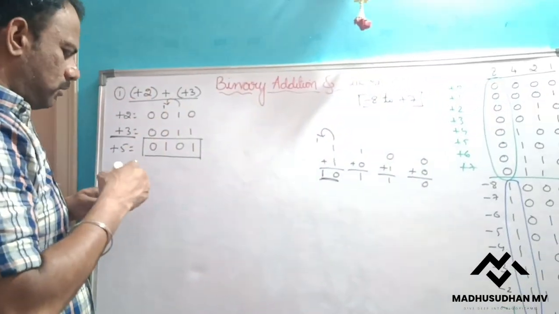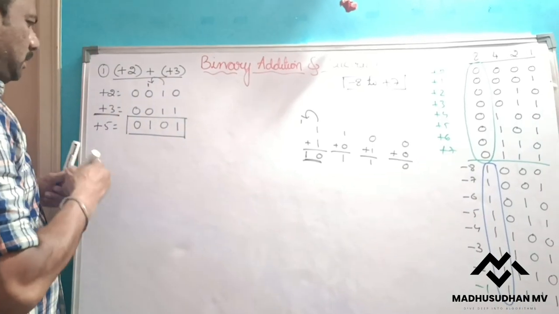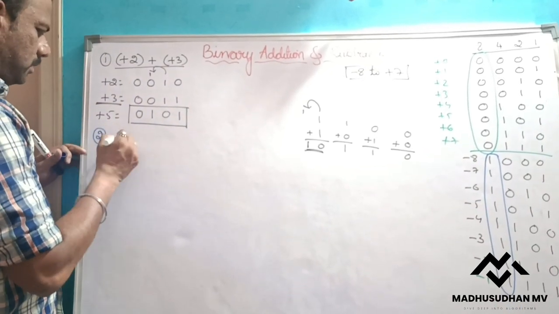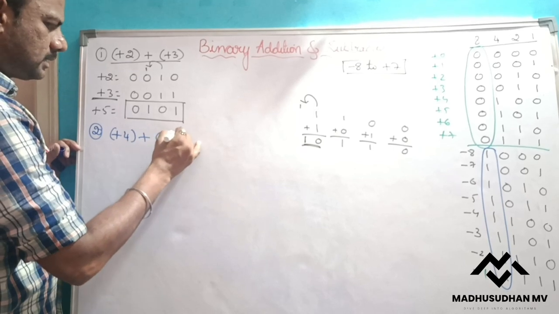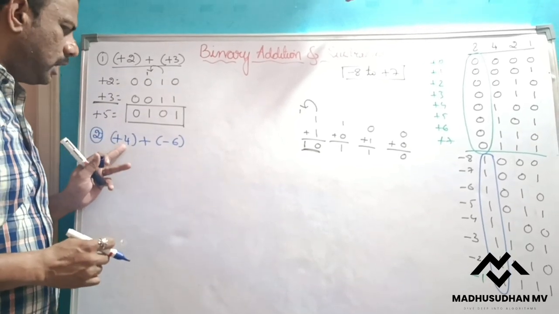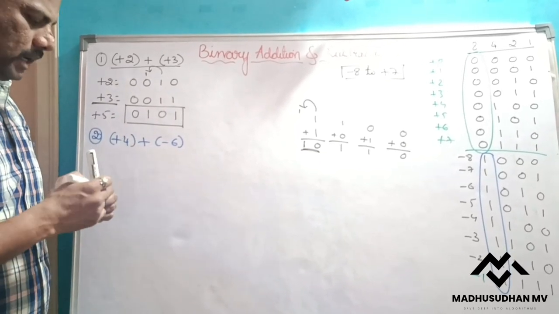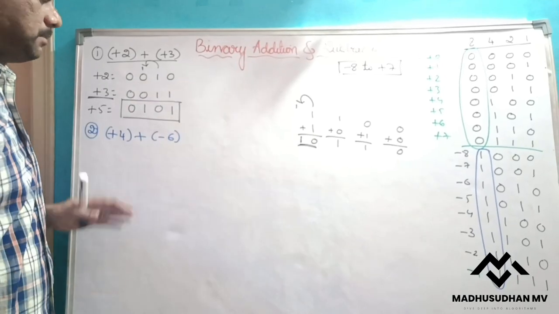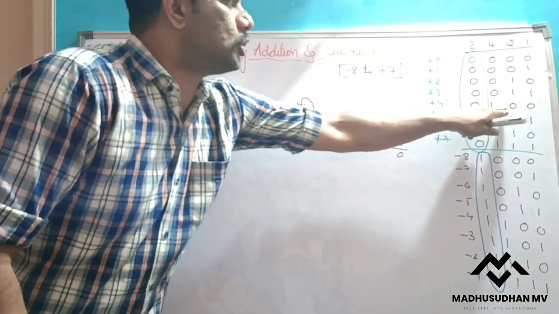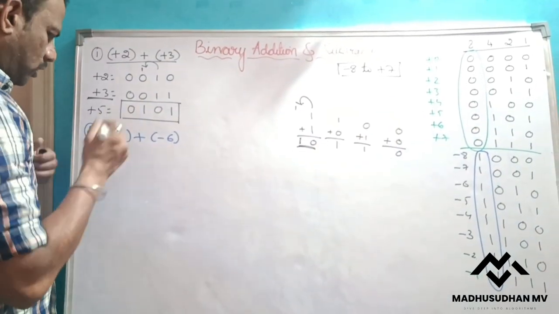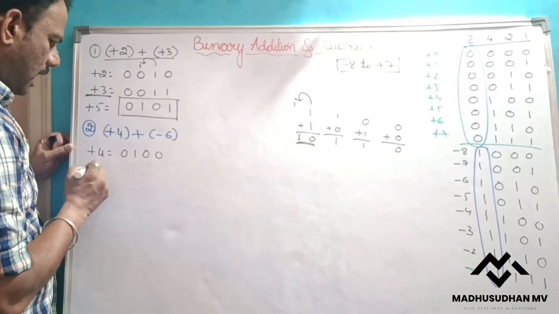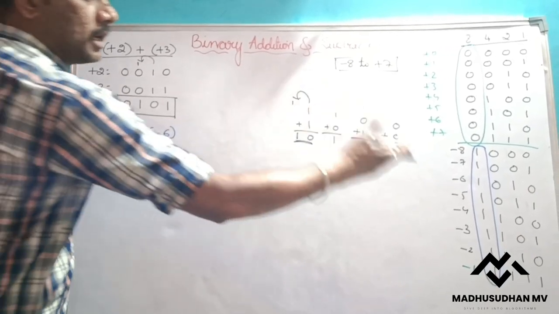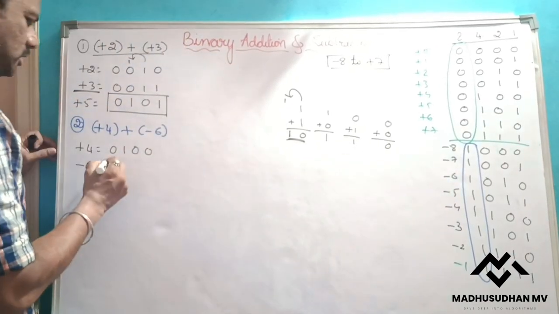Now let us take one more example. I am to perform plus 4, and I want to add it with minus 6. I need to add plus 4 and minus 6. But we know plus 4 is very simple. Plus 4 is 0100. And minus 6 is equal to what? That also, minus 6 is equal to 1010.